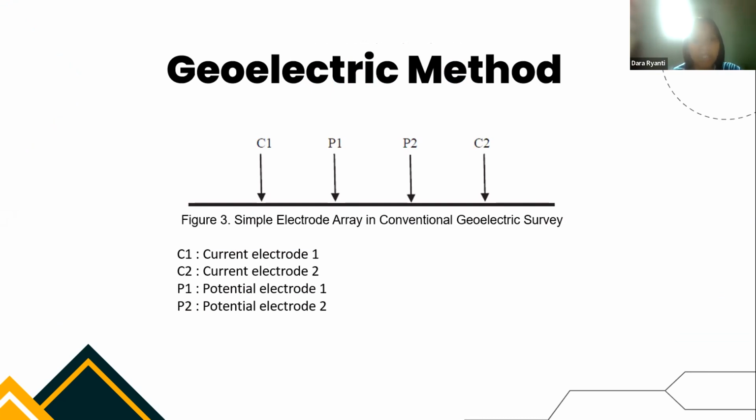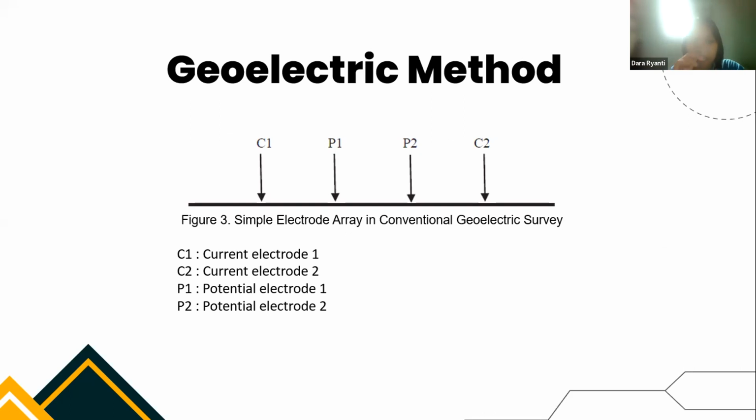The electrodes consist of two current electrodes, C1 and C2, that deliver the electric current, and two potential electrodes, P1 and P2, reading the potential difference value after the current passes through the rocks. The four electrodes are plugged into the ground at a certain distance. The longer the distance of the current electrodes, the deeper the electric current can penetrate the rock layers. The flow of electric current will cause electrical voltage in the ground.